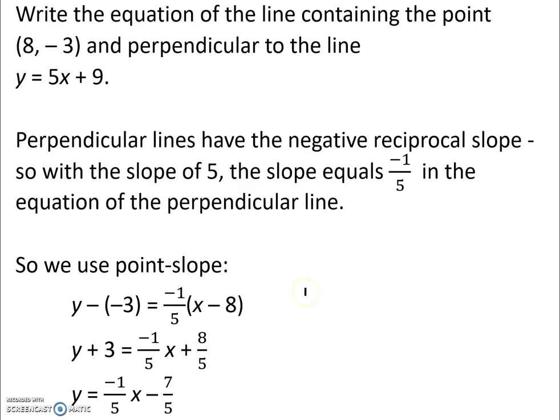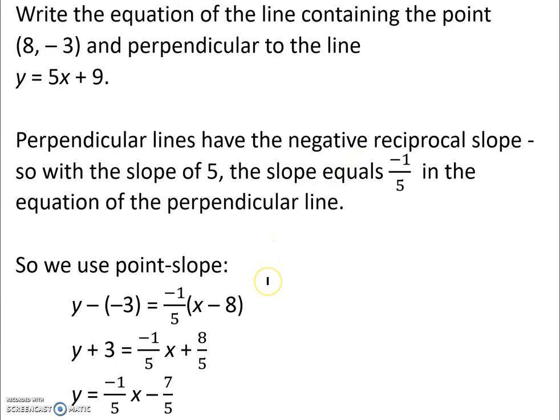We're asked to write the equation of a line containing the point (8, -3) and perpendicular to the line y equals 5x plus 9. Well, perpendicular lines have the negative reciprocal slope. So here in this equation, our slope is 5. So the negative reciprocal slope for our perpendicular line would be -1/5. So think of this 5 as 5 over 1, and when we flip it, we get 1 over 5. And we have to make it negative.